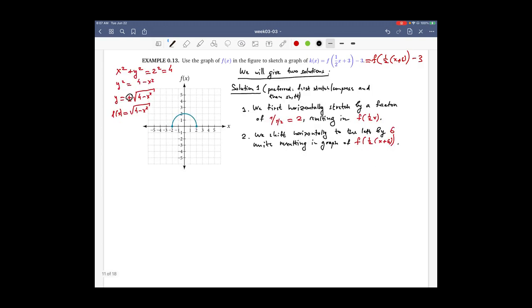And finally, step 3 in this first solution is a vertical shift. Downward by 3 units, and that will produce the graph of the desired function.